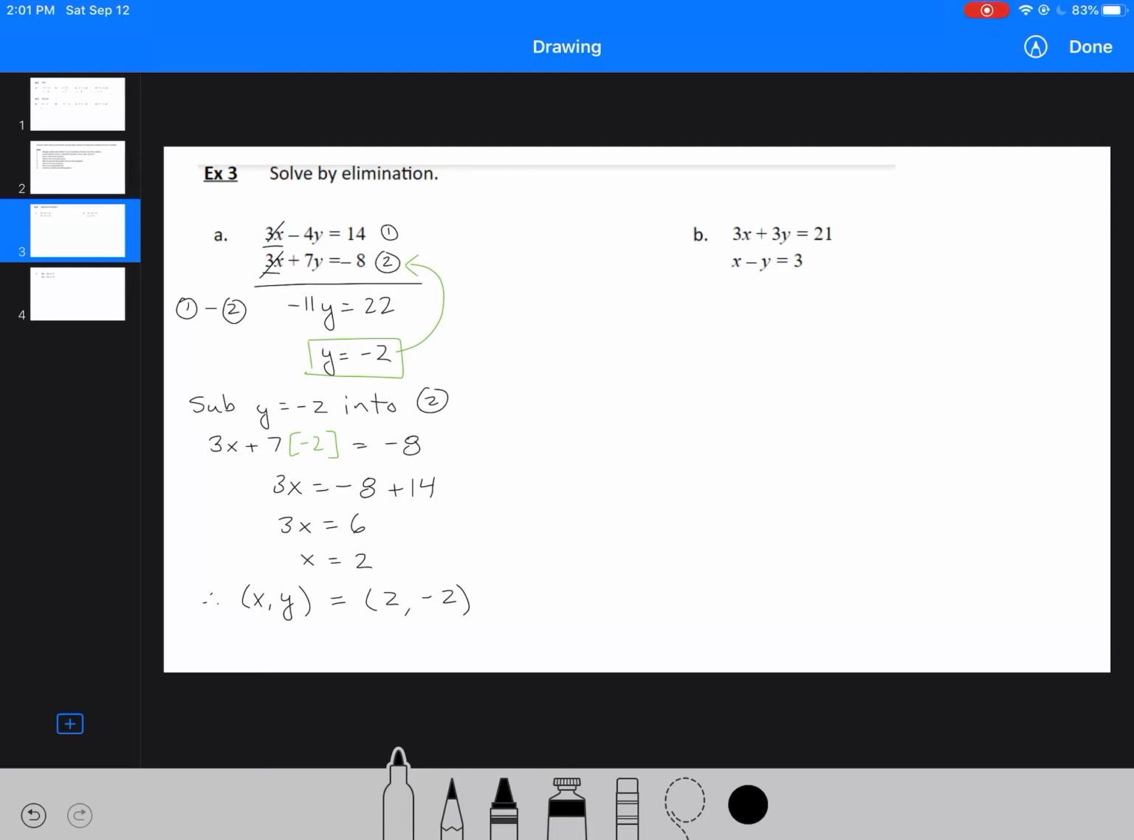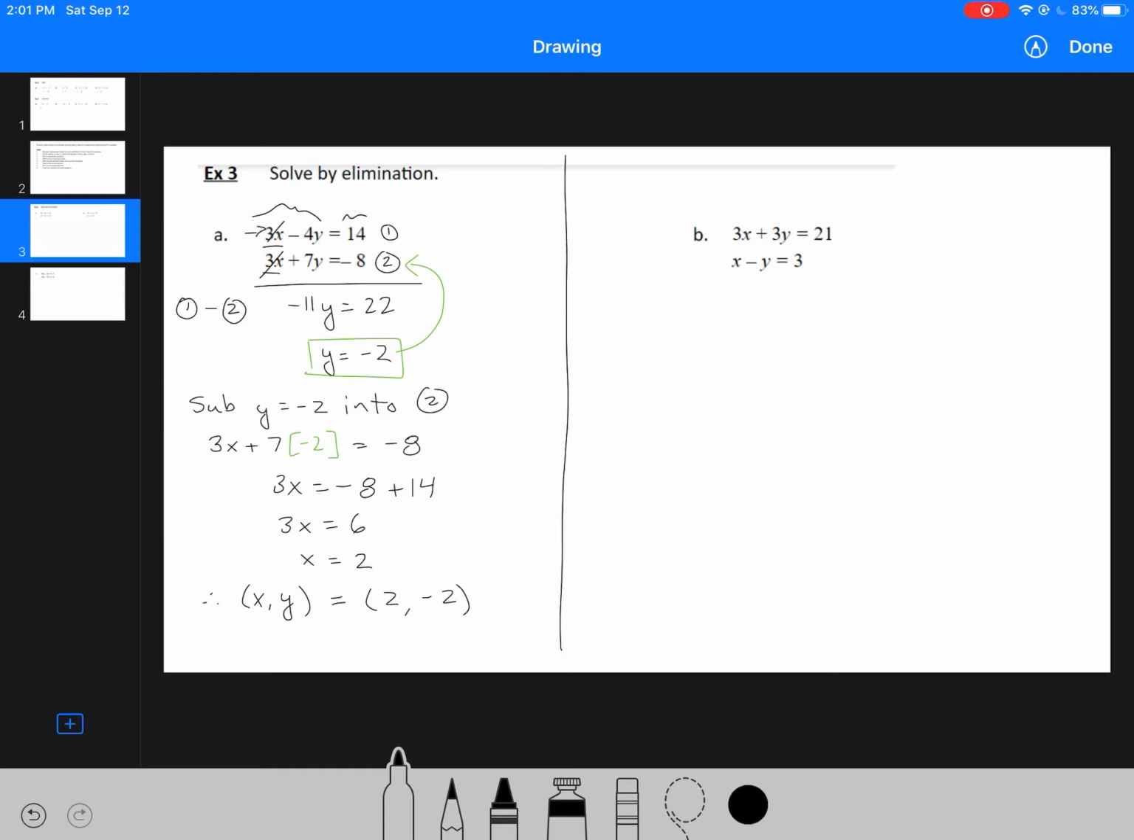And I can check by substituting into my equation and make sure it satisfies my other one. So let's check. So looking here at equation 1, 3 times 2 is 6, minus 4 times minus 2, so that's going to give me 8. So my left side of this first equation, so right here, I would have 14, matches my right side of 14.